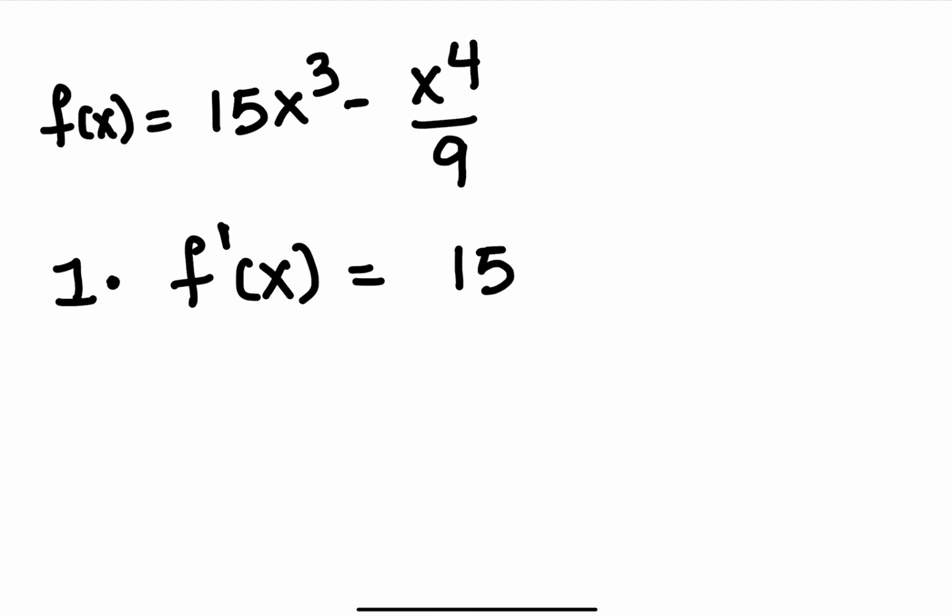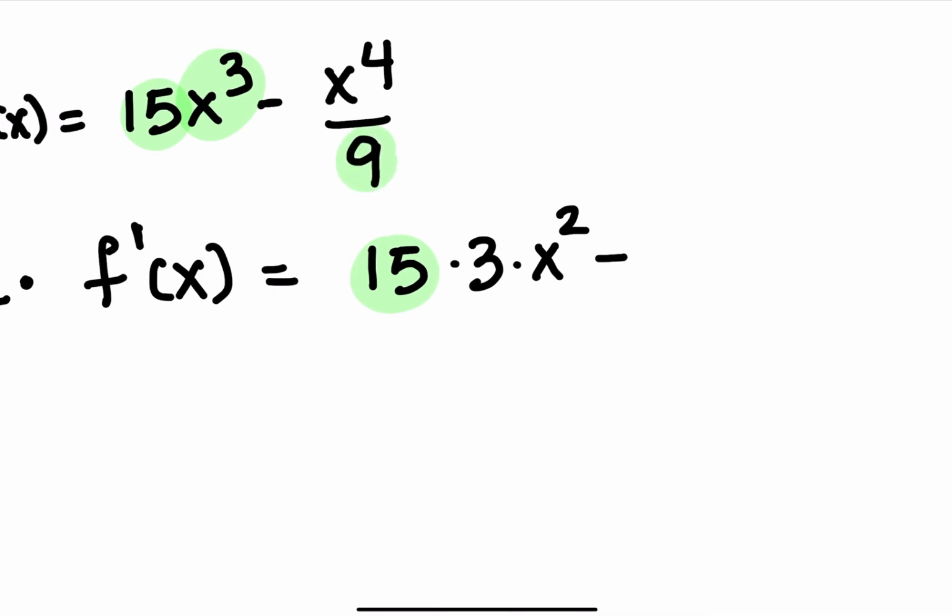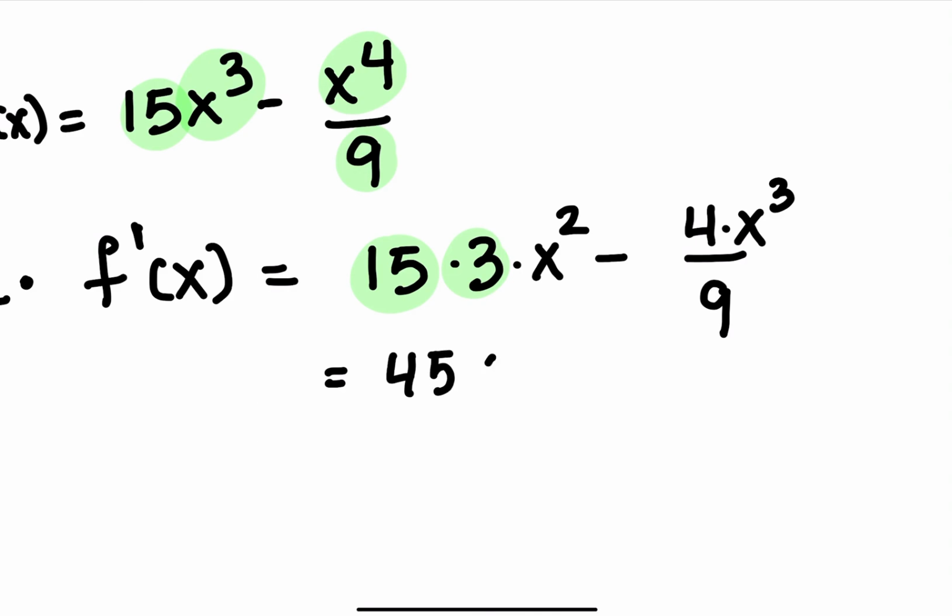So my first step is to find the derivative. 15 comes down as 15. And the derivative of x cubed, you should know this by now, it is 3 times x to the power 3 minus 1, very good, which is 2. Now minus 1 over 9 stays as 1 over 9, that's a constant, that doesn't bother me. The derivative of x to the power 4, you should know this by now, is 4, very good, times x to the power 4 minus 1, which is 3. Now let's go ahead and simplify. 15 times 3 is, as far as I know, 45 x squared minus 4 over 9, I'm not going to bother simplifying, it's 4 over 9 x cubed.